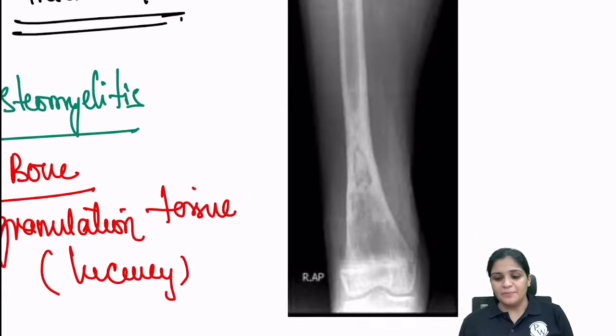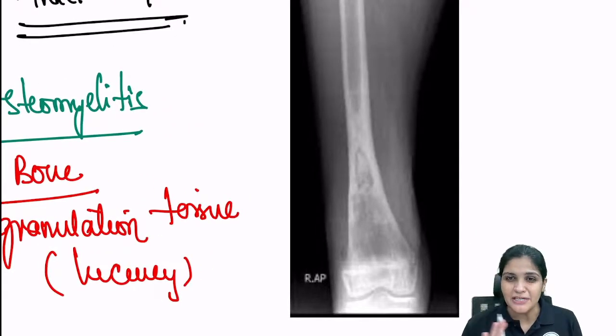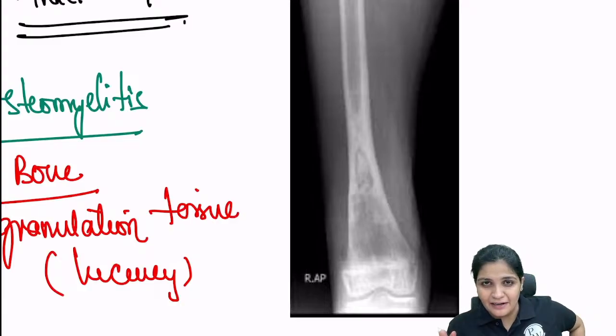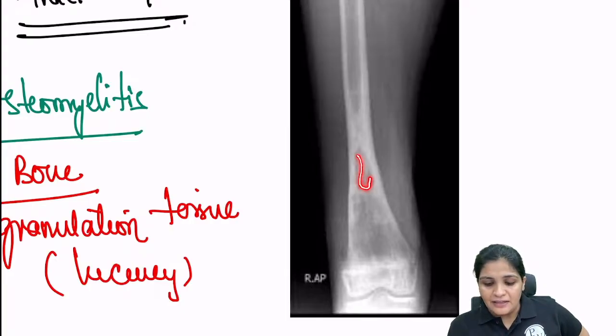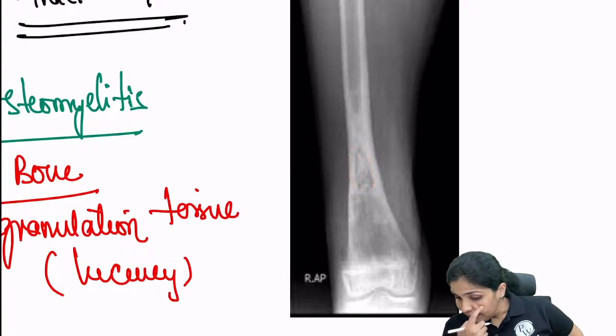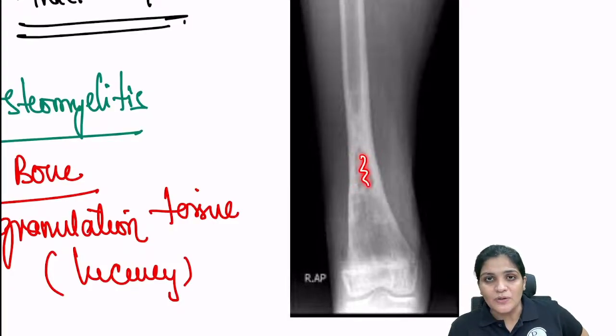So they can just put up this X-ray. So this X-ray is very much identifiable, right? Everybody can identify, but they cannot give you the same X-ray, right? Sometimes they give X-rays which you can't understand properly. So that time you have to take a little time and identify what they're actually asking you about. So if you see, there is a dead bone which is inside and it is surrounded by the lucency, which is called the granulation tissue.